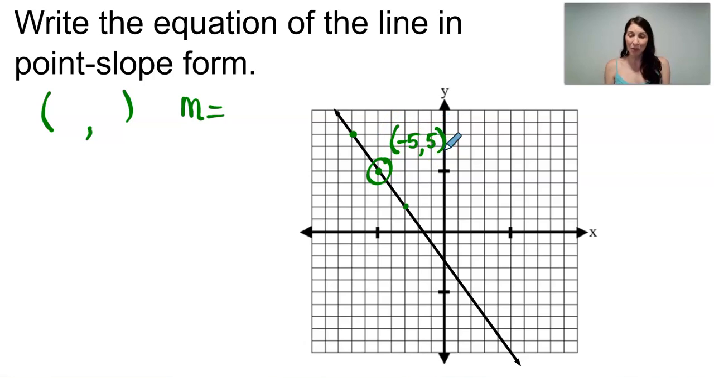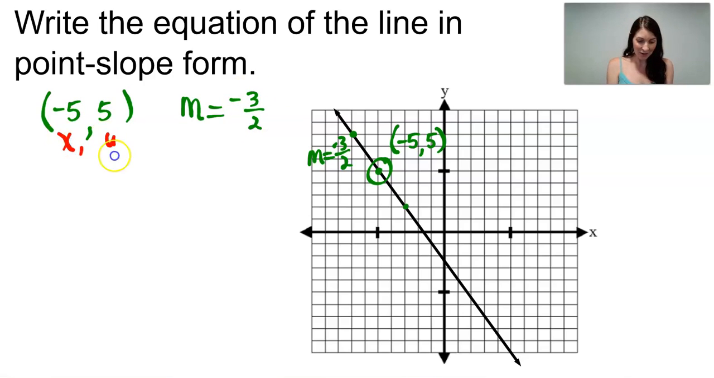Now I need the slope. Well, it helped that I put a couple points on that graph because now I can identify the slope. Going from this point to this point, it looks like I go down 3, and I go to the right 2. So it looks like my slope is -3/2. So my point is -5, 5, and my slope is -3/2. I have all the information, x1, y1, and my slope that I need to write it in point-slope form.